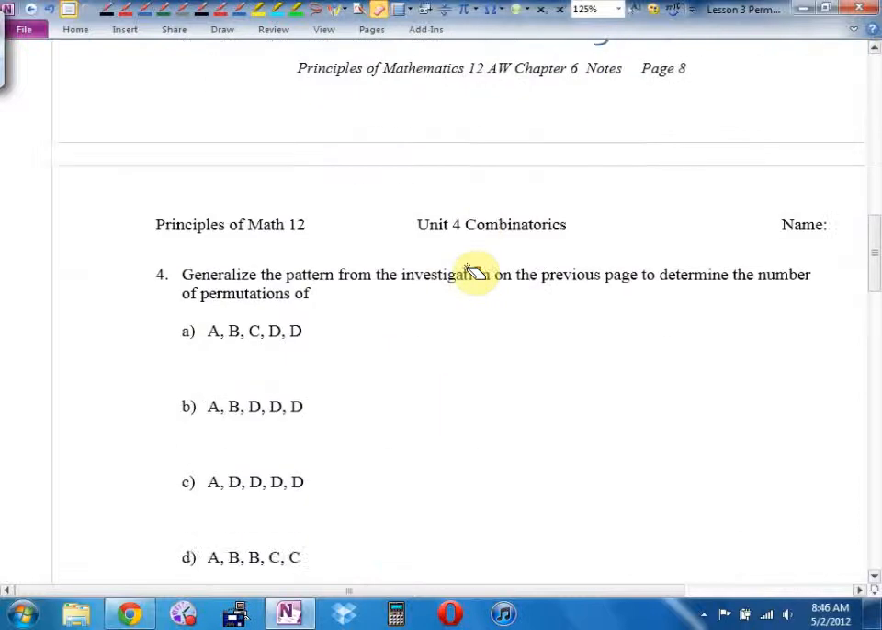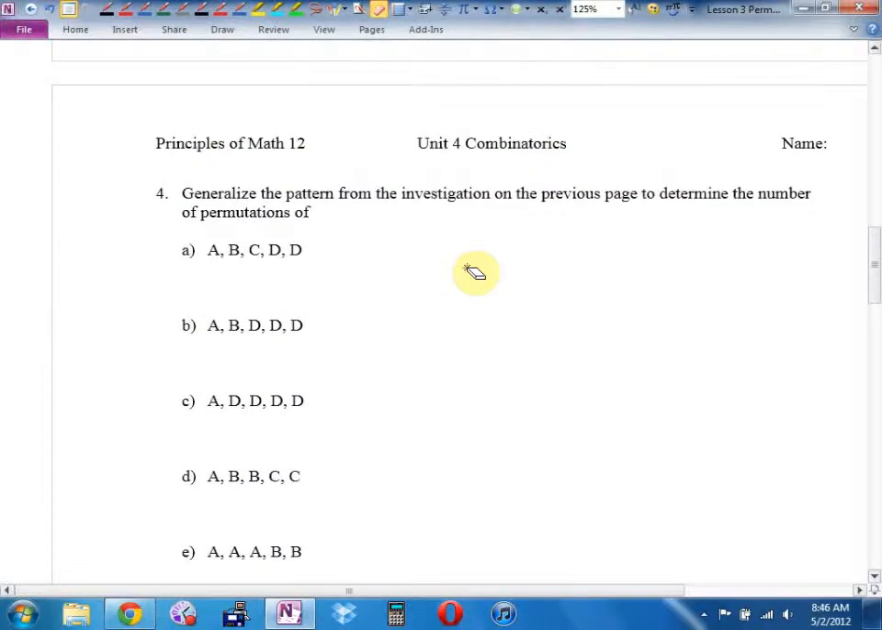Turn the page. So it says, generalize the pattern from the investigation on the previous page to determine the number of permutations of how many letters grand total? 5 over how many repetitions?